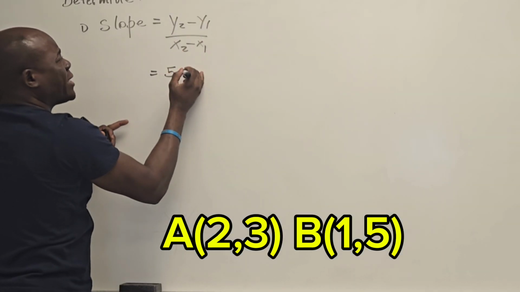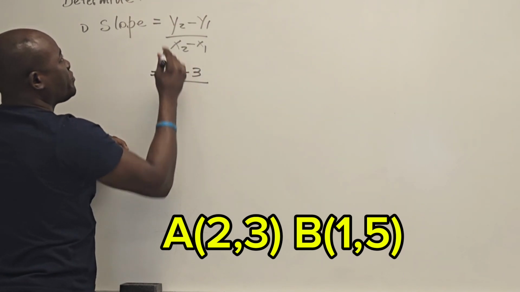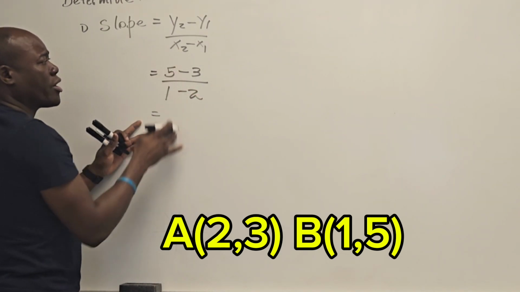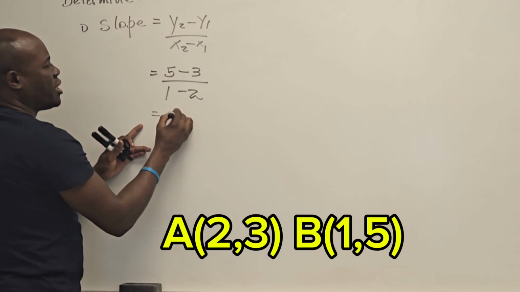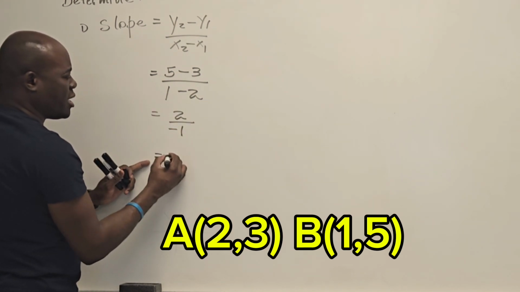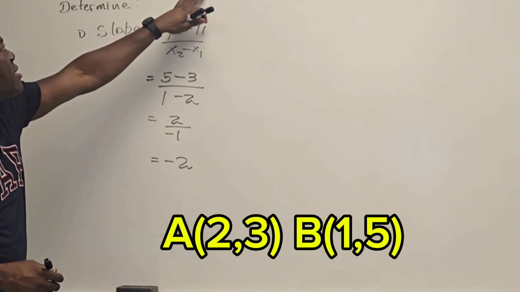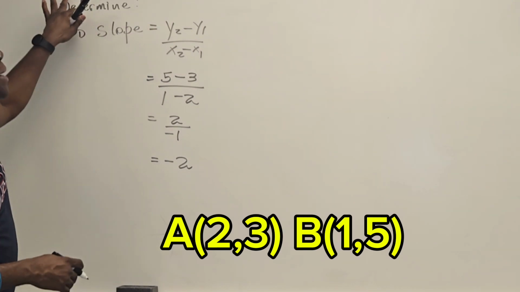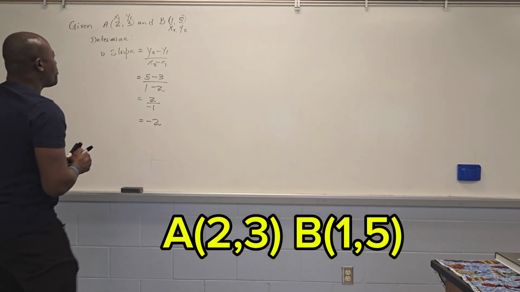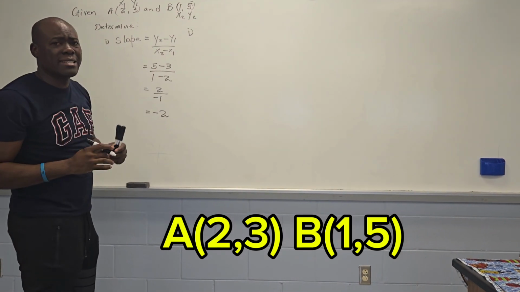So let's take a look. y2 is 5 minus y1, that's 3, over x2 is 1 minus x1, which is 2. And then from there we work it down. 5 minus 3 is 2. 1 minus 2, this is -1. So this is giving me -2. So the slope of this line segment from A to B, or a line that passes through these points, is actually -2.